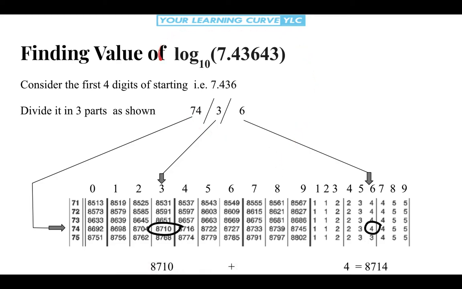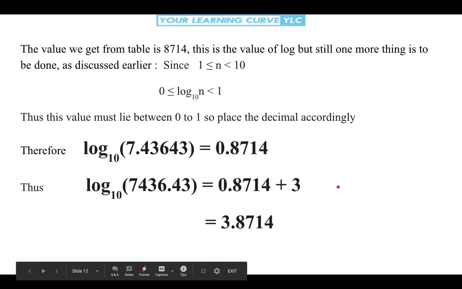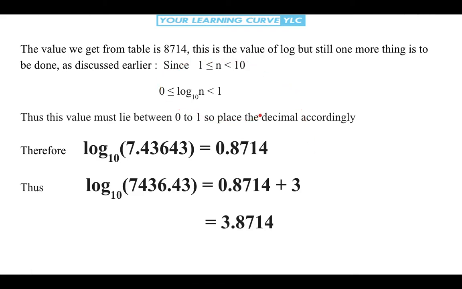To make it the value of this log, we need to place the decimal accordingly. And to place the decimal, we have to recall the theory which we discussed earlier, that since n lies between 1 and 10, its log value lies between 0 and 1. Therefore, log of 7.43643 to the base 10 must lie between 0 and 1. Therefore, we have to place the decimal at the beginning of the 4 digits, that is 0.8714 is the value of log 7.43643 to the base 10.